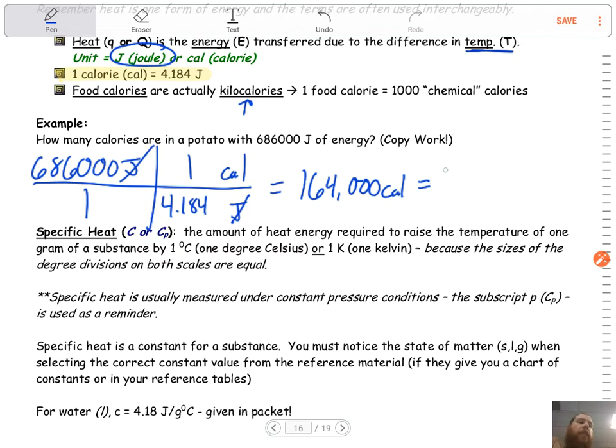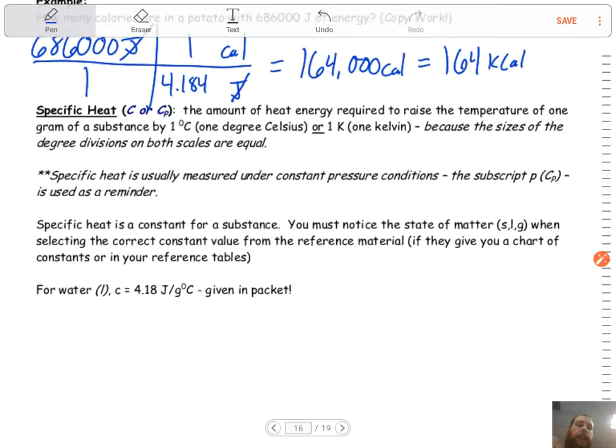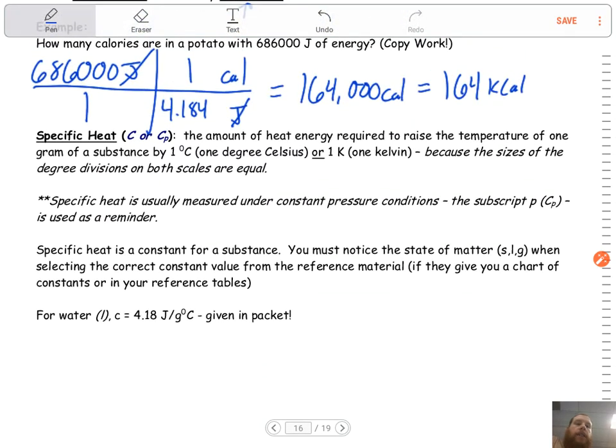Okay, last thing to talk about is specific heat. Specific heat, by definition, is the amount of heat energy required to raise the temperature of 1 gram of a substance by 1 degree Celsius or 1 Kelvin. The size of the degree divisions we just talked about are equal. So it's how much energy it takes to raise 1 gram of that substance by 1 degree Celsius. This is an important piece when we start doing those calculations that we're going to talk about in the next video. Notice that specific heat is constant for a substance.